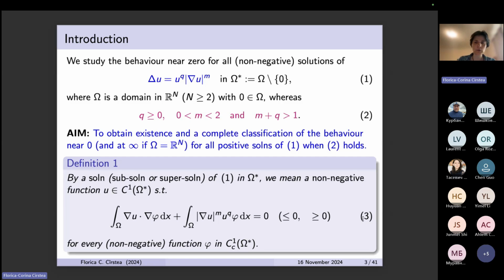So we have the Laplacian of u on the left-hand side, and on the right-hand side, we have the product between a power of u and a power of the gradient. The q is greater than or equal to 0. The power m of the gradient is strictly positive and strictly less than 2. And in order to be outside of Serrin's framework, we will need to impose m plus q strictly greater than 1. Otherwise, it has been done.